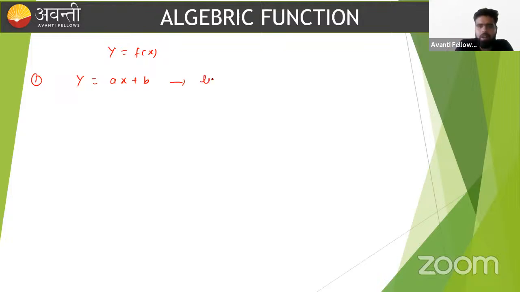This is known as the linear function. How can we recognize this linear function? Because both the variables have a maximum power of 1, we can say that such a type of function is known as the linear function. Okay.